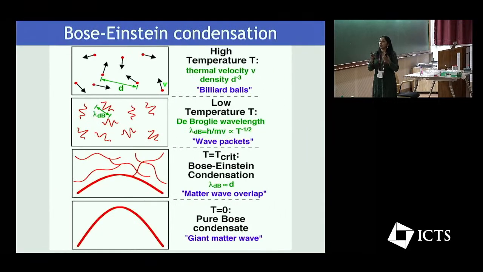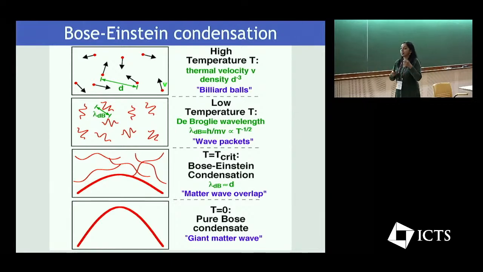So this is a simplified picture of a Bose-Einstein condensation. At very high temperature, for example at room temperature, the particles are moving like billiard balls with velocity v. Now, as you lower the temperature, the de Broglie wavelength, which is inversely proportional to the square root of temperature, becomes larger and larger. And as you go down in temperature, at some point the de Broglie wavelengths start to overlap, and there it reaches the critical temperature for Bose-Einstein condensation. And at temperatures very close to absolute zero, you get a pure Bose-Einstein condensate, which you can also call a giant matter wave.